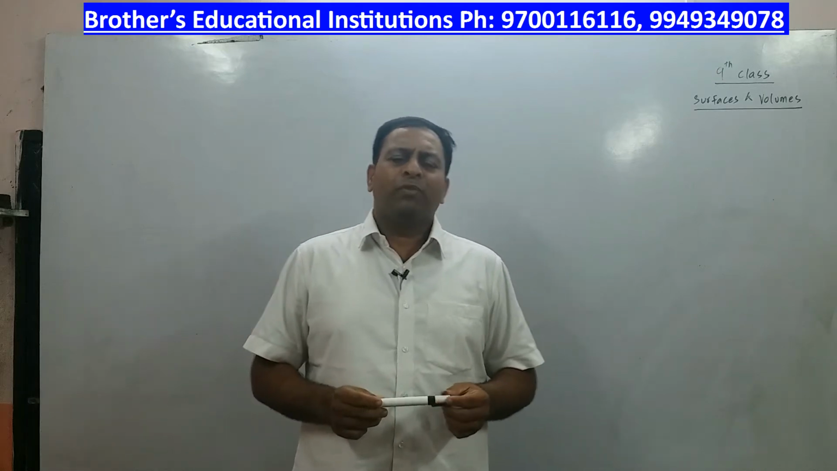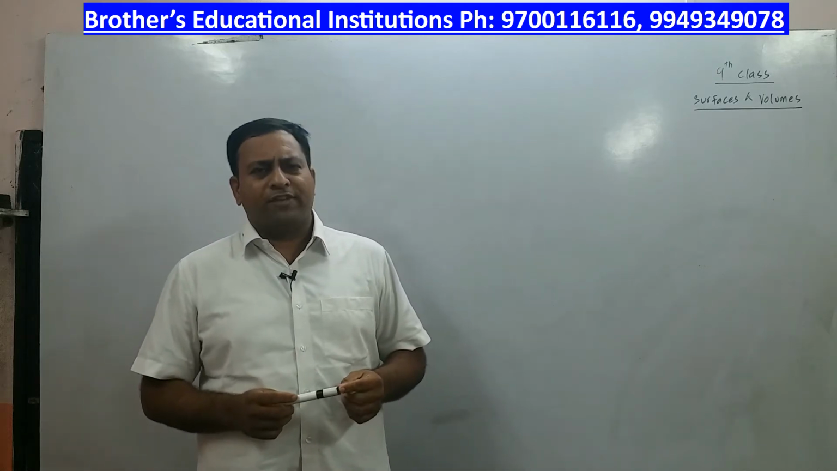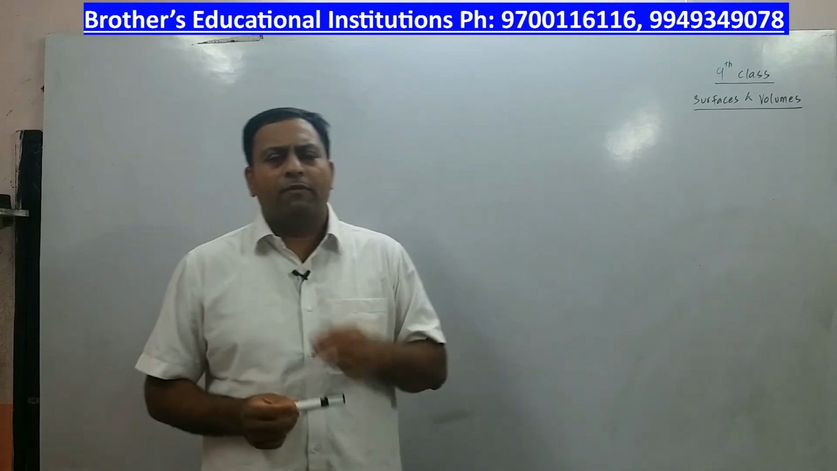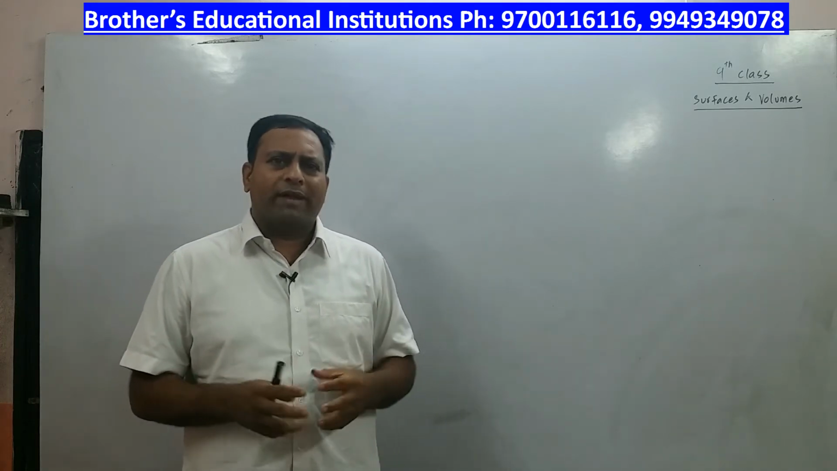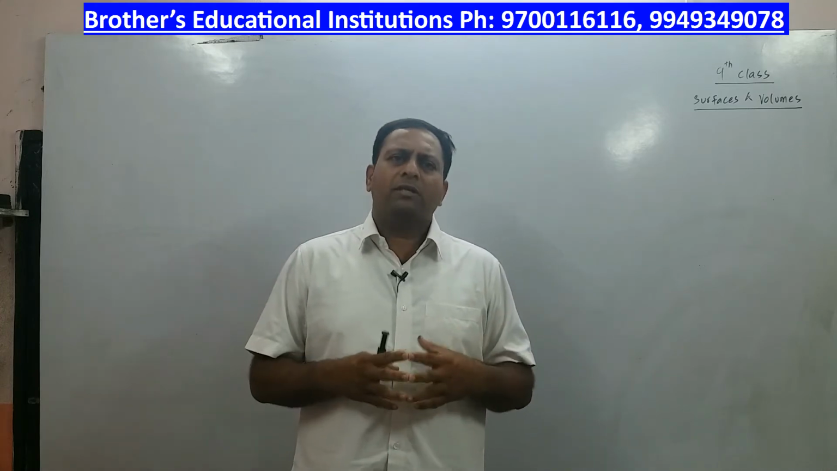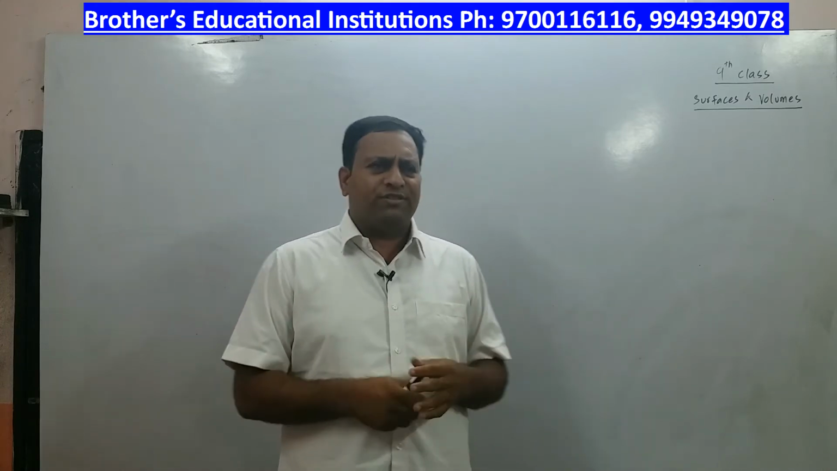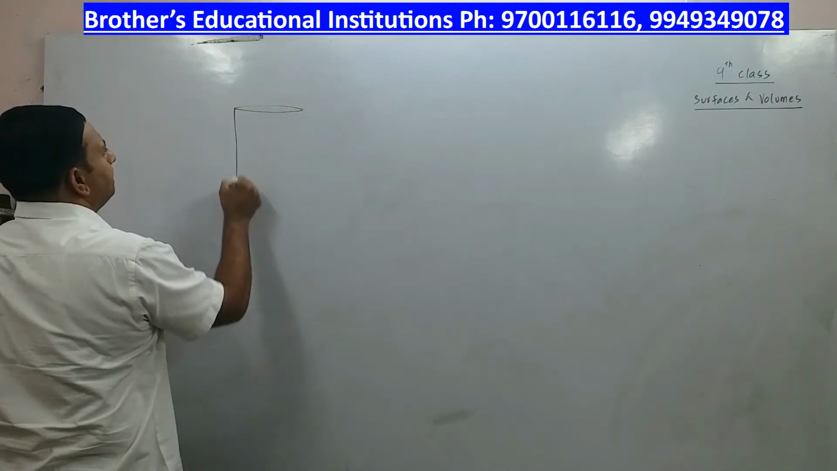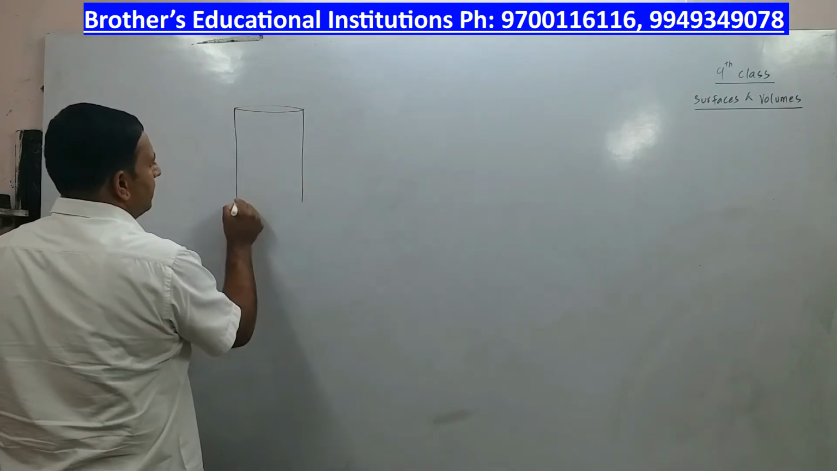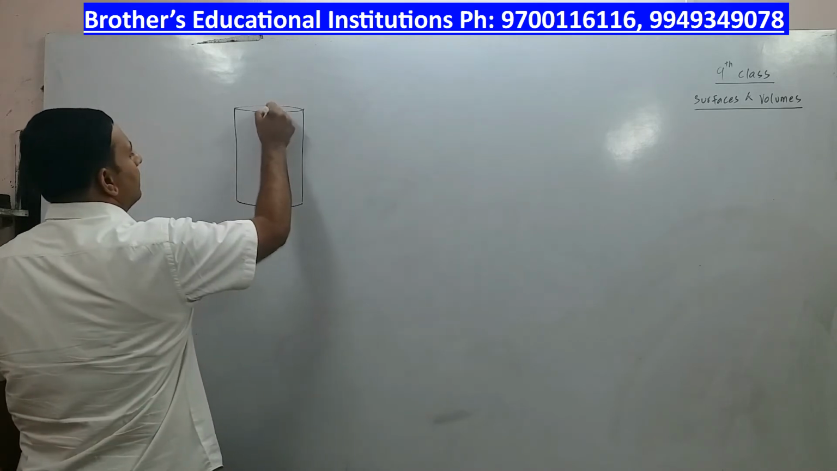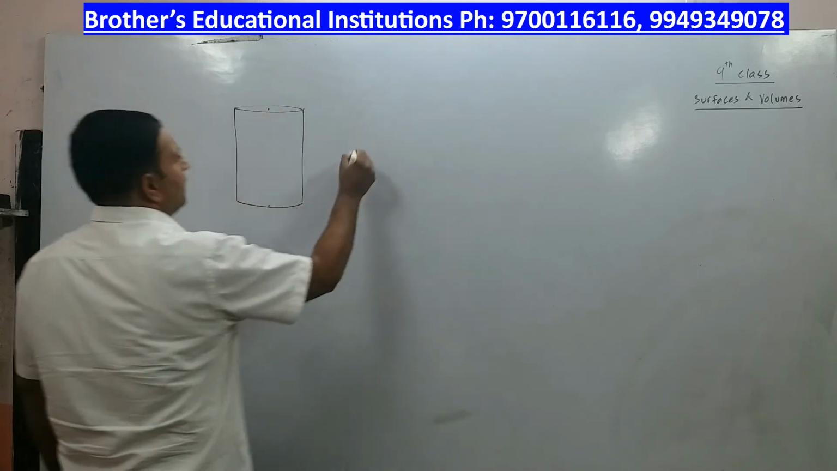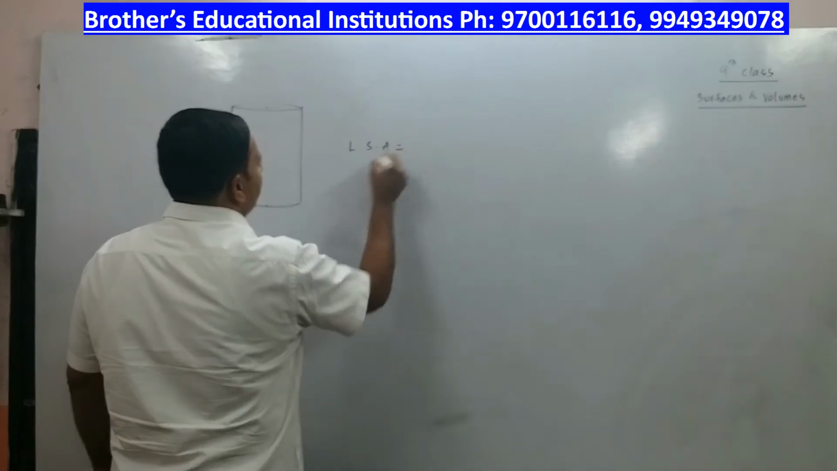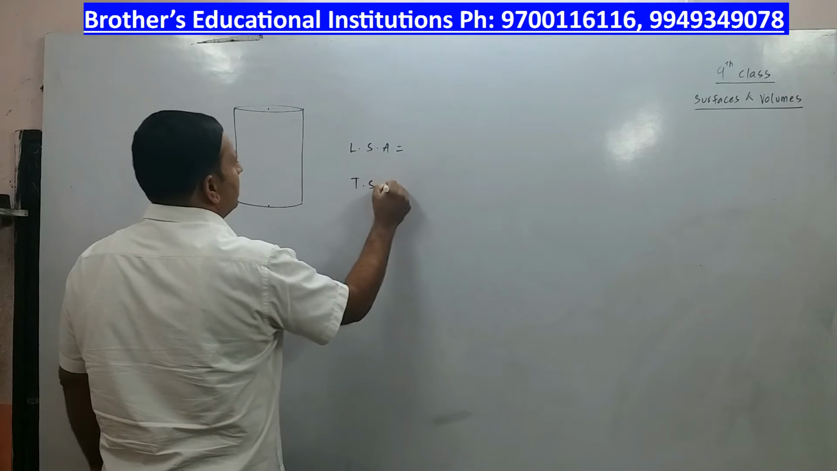Hello students, we are into a chapter called surfaces and volumes, and now we will continue with our topic of cylinder. Today we will try to see what the various formulas are in regard to a cylinder. So this is a cylinder. There are two types of surface areas. One is lateral surface area and the other is total surface area.